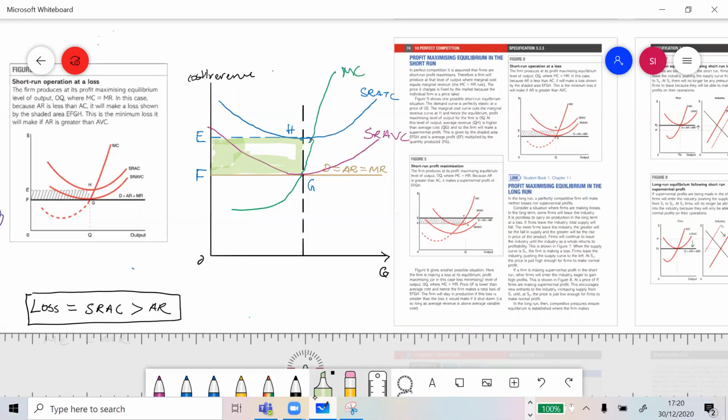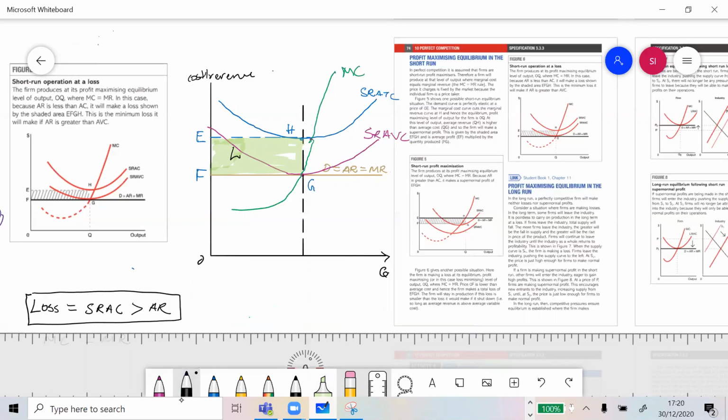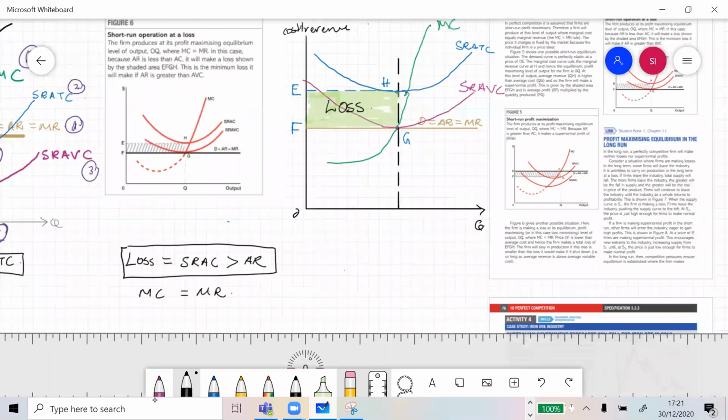So this specific area is the area where the firm is making a loss. Why is it making a loss? Because you can clearly see that your short run average cost is higher, the blue line is higher than the brown line. So this is one of the reasons why the firm is making a loss. Now let's see how to write a conclusion for this diagram.